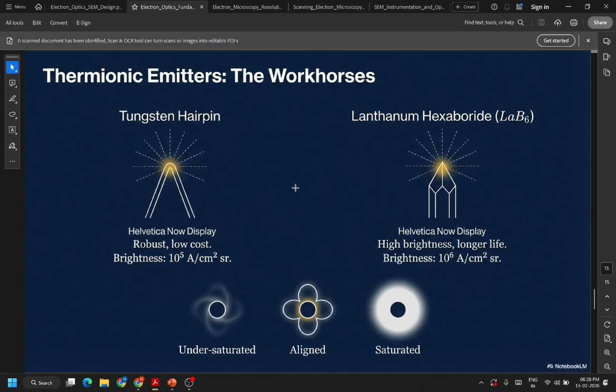Then we come to different types of emitters. First you have thermionic emitters, which can be tungsten hairpin or lanthanum hexaboride. Tungsten is robust and low cost, and it gives a brightness of around 10^5 ampere per centimeter square, whereas lanthanum hexaboride has a higher brightness and a longer life, but is also much more expensive.